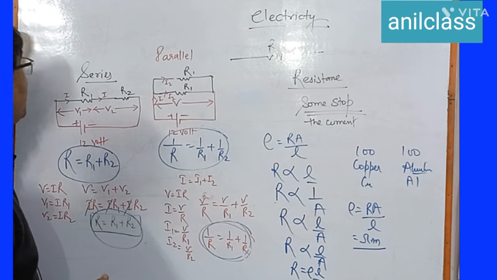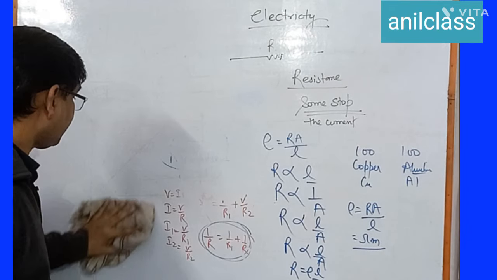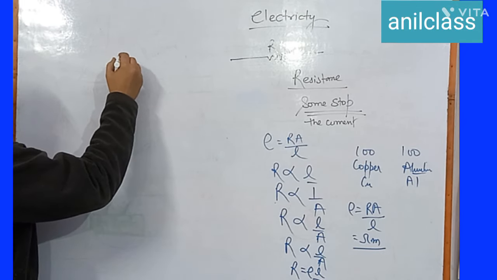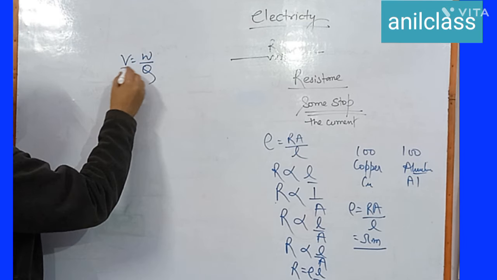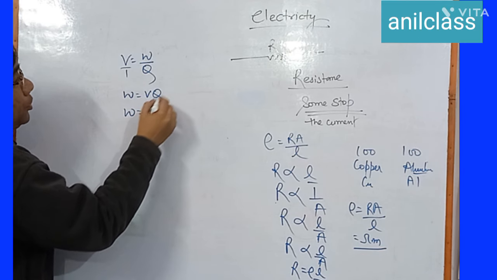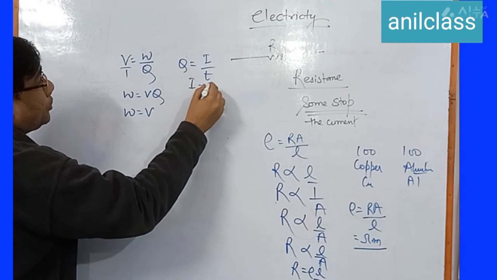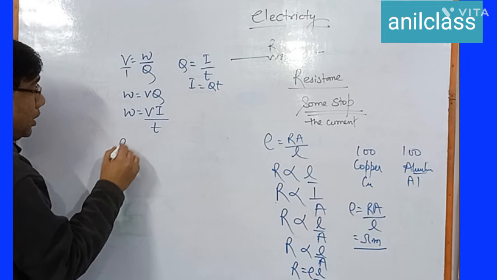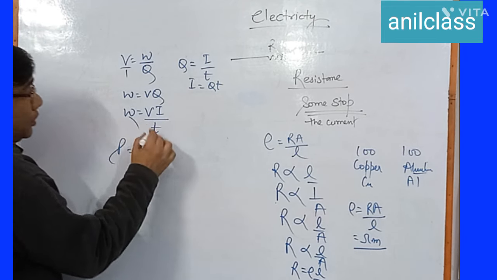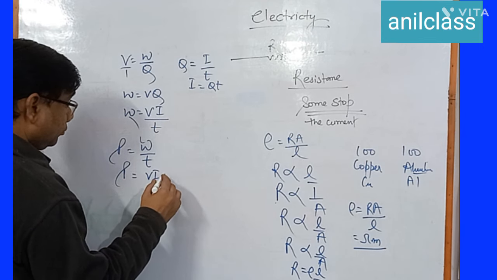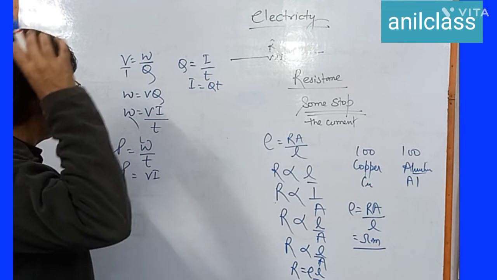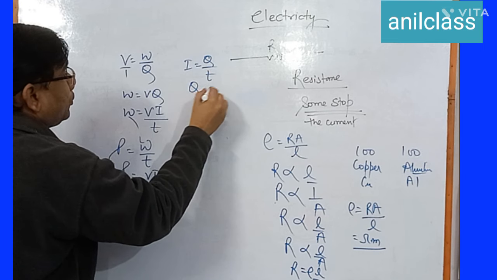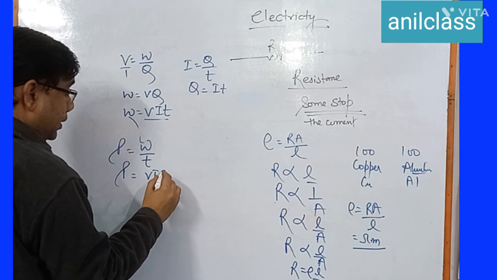Now power P. You also know that V is equal to W upon Q, cross multiplying W is equal to V into Q. Also you know that Q is equal to I into T. I wrote the wrong formula earlier, Q is equal to I T. And power is equal to W upon T. Now put the values, so P is equal to V I.